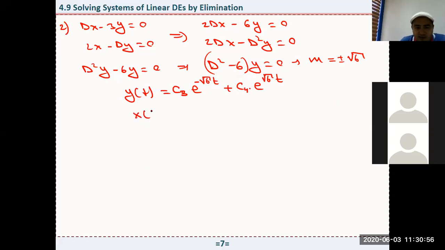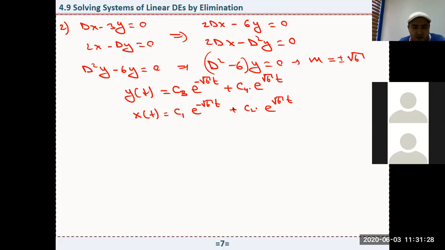Here x of t equals c sub 1 e to the power minus square root of 6t plus c sub 2 e to the power square root of 6t. Right. These constants are different, as you see here. But here we have two equations, and yet we have four constants, right? And actually this system is not satisfied for every value of C1, C2, C3, C4, right? Somehow they are dependent on each other.